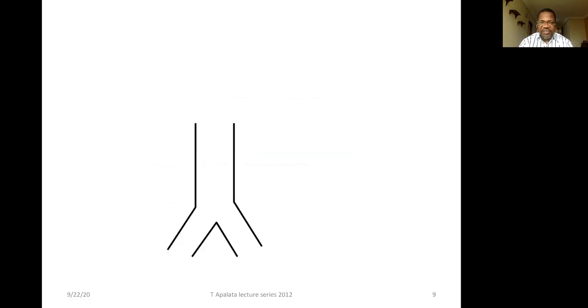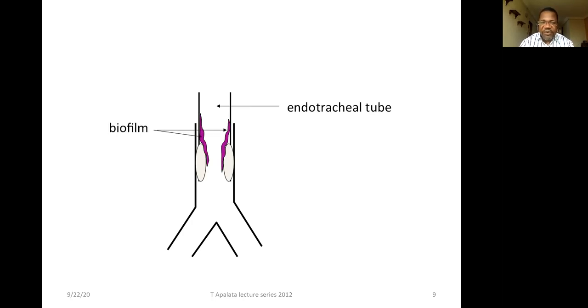Now, what happens especially is that this is the respiratory tract, this is the trachea, and especially patients who are intubated, who are under mechanical ventilation, they are in the intensive care unit. So you can see that the tube is placed. This is an endotracheal tube that is placed. Then you have what we call biofilm.